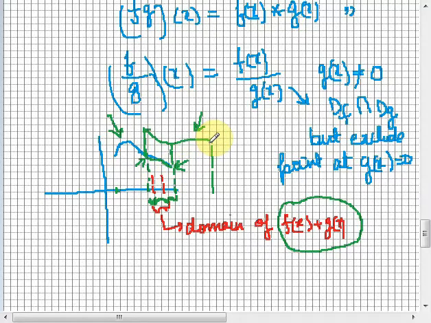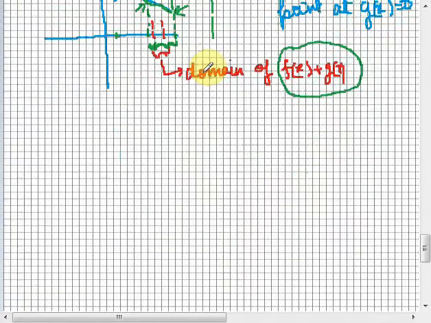So now we have defined arithmetic operations. Another operation on functions is composition of functions. I am teaching all this just so that the concept of the inverse of a function may be made clear to you.